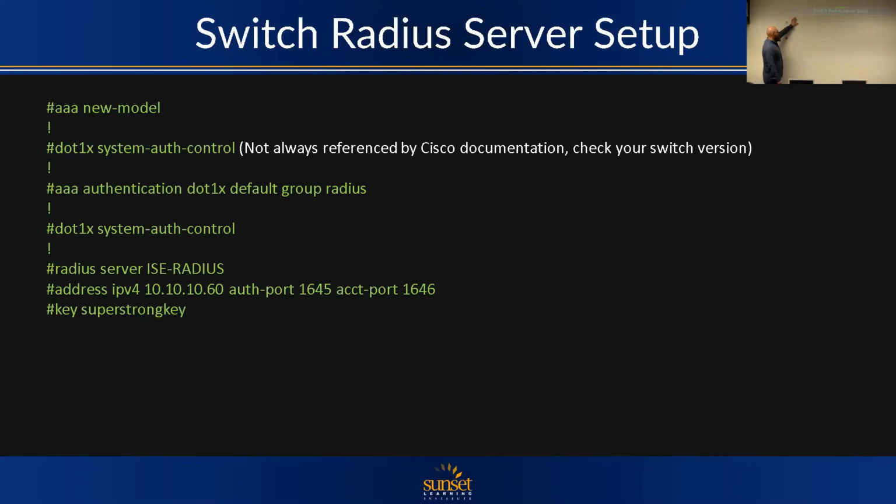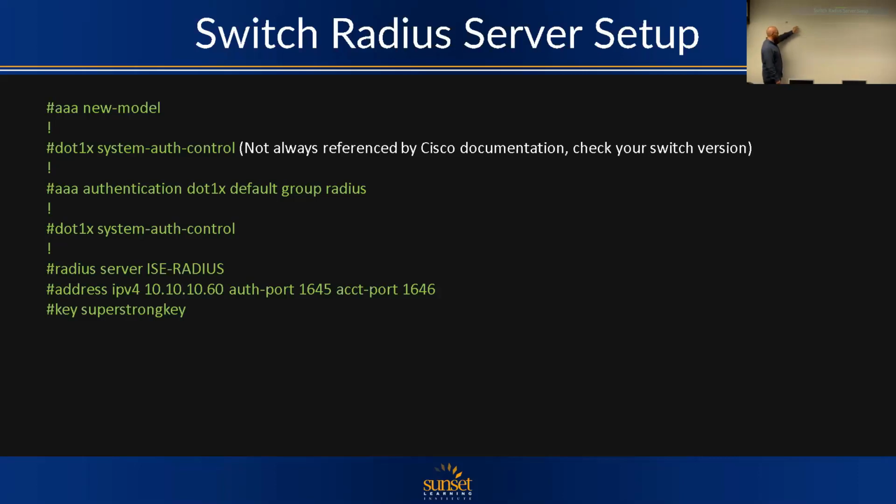So we'll say aaa new-model, turn on AAA services. This command, dot1x system-auth-control, it's usually in there, but what I've been seeing is depending upon which Cisco design guide, which Cisco reference guide you read, it's not always there. So double check when you're doing this deployment, double check which version, which model of switch, which version of code you're using, whether you need the dot1x system-auth-control command, enabling 802.1X control.